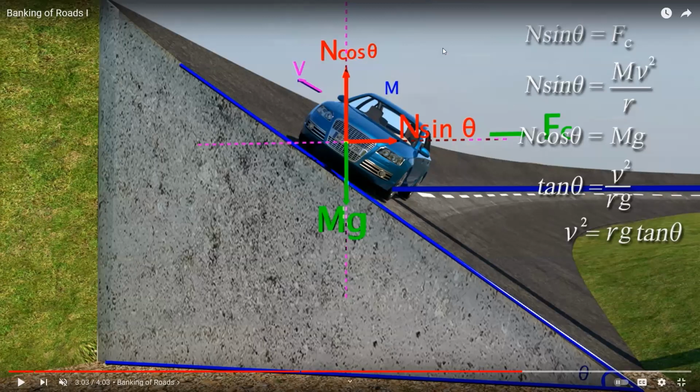So when it is on a banking of roads, we got two equations. One is N sin theta equals centripetal force. I will take an inclined road, either this side or this side, it doesn't matter. Let me take this angle, which we used to call theta, guys.